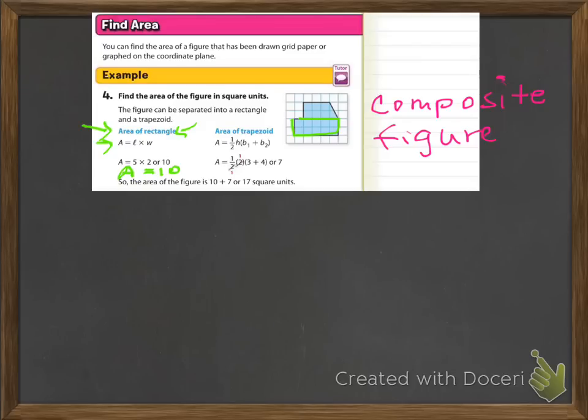Then for the area of the trapezoid, it's going to be the same thing. You're going to use the formula, and you're going to substitute, and you're going to solve. So let's go ahead and try one on your own.